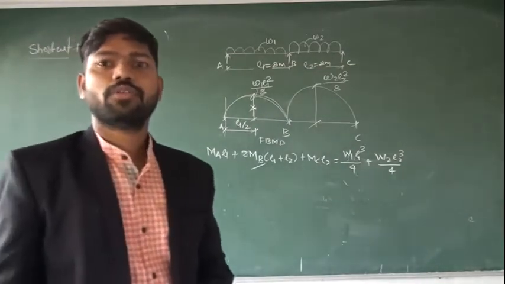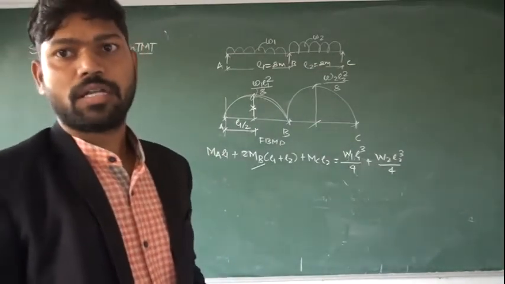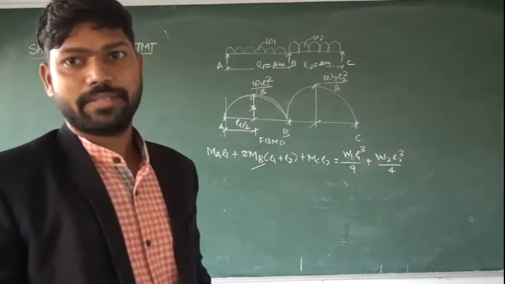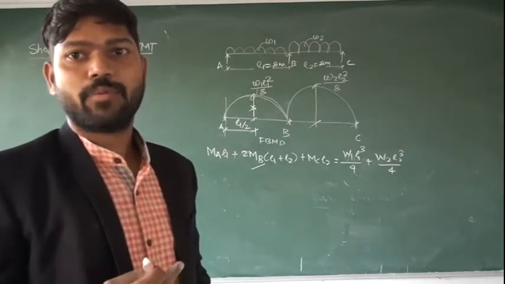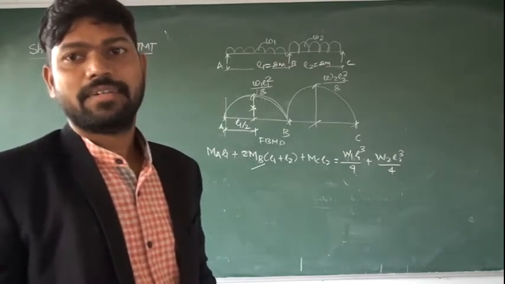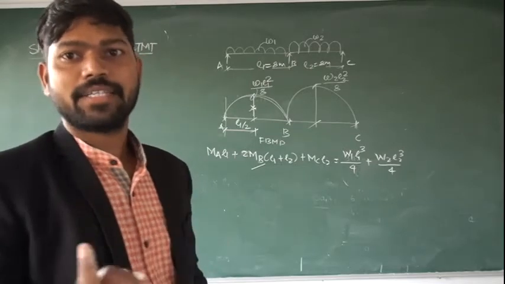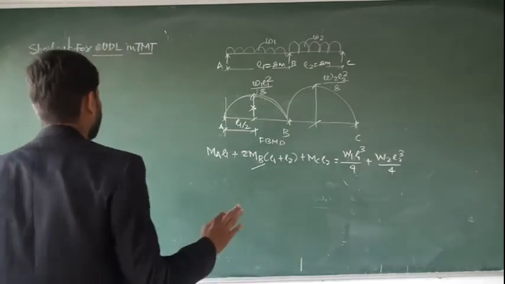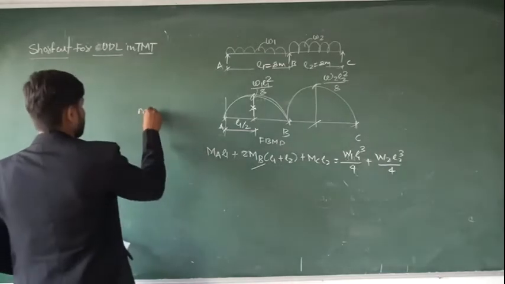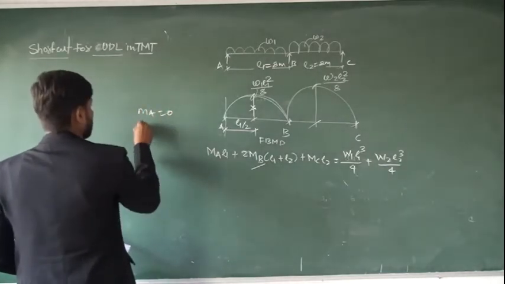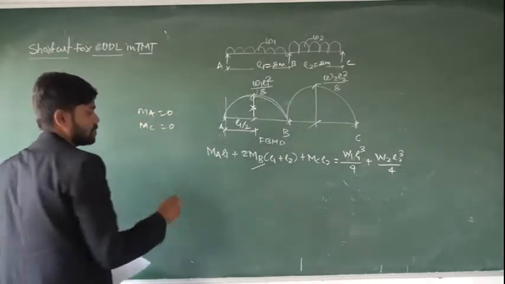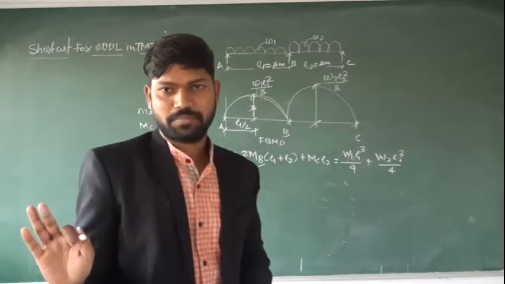As A and C are both end supports, simply supported, it means the moment at A and C will be 0. So MA and MC will be 0. End support जर फिक्स असेल तरच तिथे मूवमेंट येणार आहे, otherwise 0.